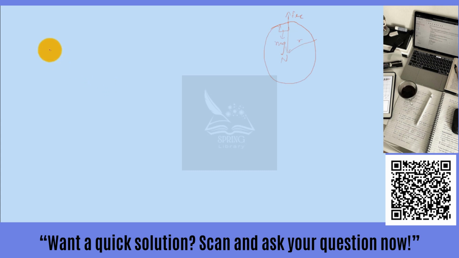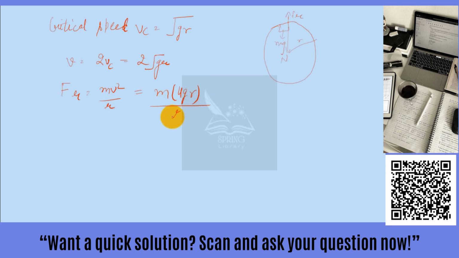We know that the critical speed is given by V critical is equal to under root of small gr, where g is the acceleration due to gravity and r is the radius of the circular loop. Now the speed of the car is small v is equal to 2 vc is equal to 2 under root gr. Hence the centripetal force is Fr is equal to mv square upon r, which is equal to m into 4gr upon small r, which is equal to 4 mg.